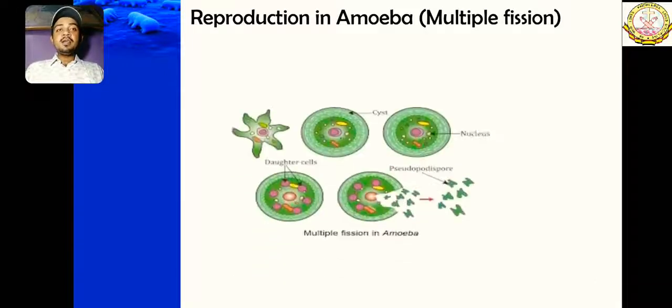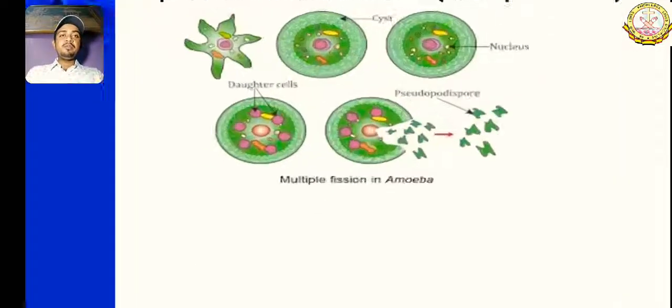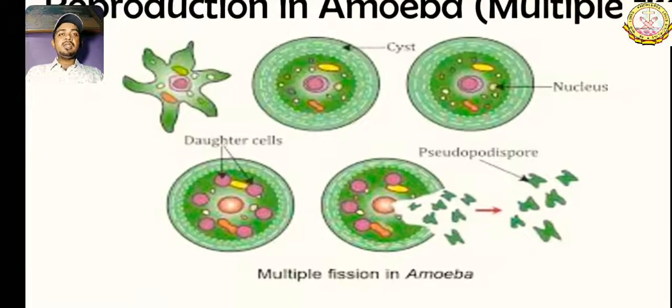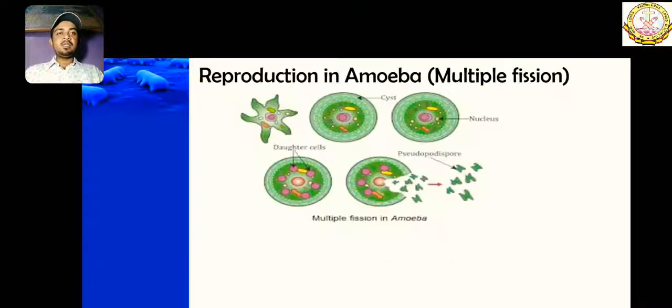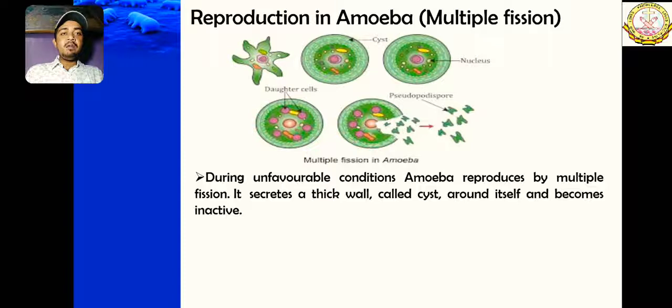Multiple fission is also there. This is what multiple fission looks like. The amoeba is movable, and a strong cyst, a strong covering, is formed on the cell, and then the nucleus divides into many nuclei, and many small cells are formed, and then all of them are released. We will study this in detail under unfavorable conditions. This is important, my dear students.